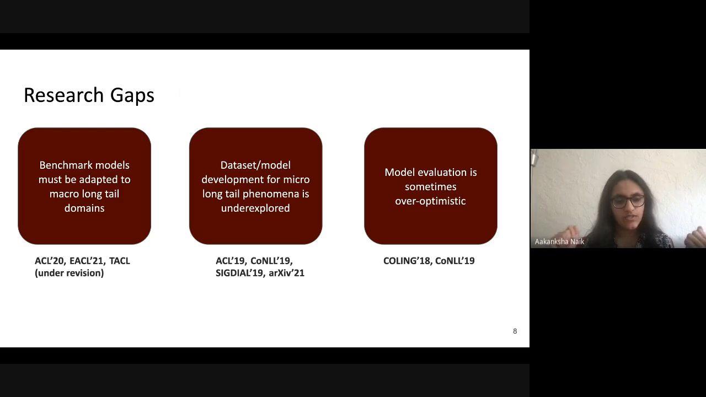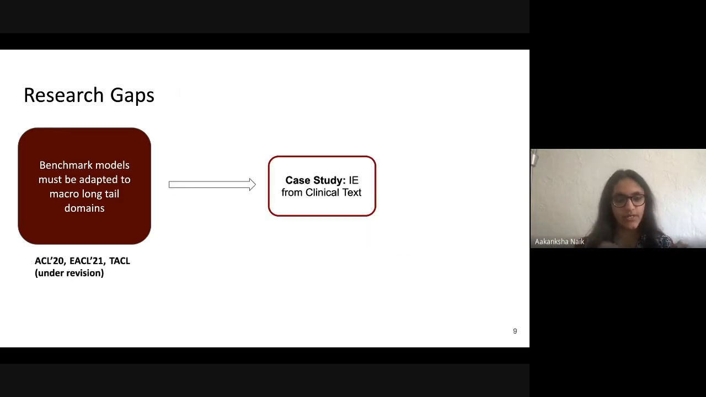So we've done some work in each of these three areas, but for today's talk, I'll primarily be focusing on the first question, which is how do we adapt models which have been trained on benchmark datasets to long tail domains, especially in scenarios where you don't have a lot of annotated data. And as a case study, I'll be looking at the task of information extraction from clinical text.